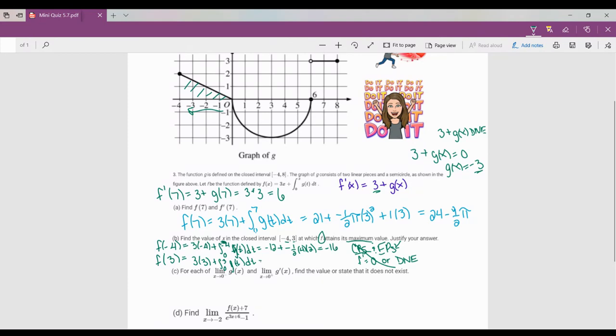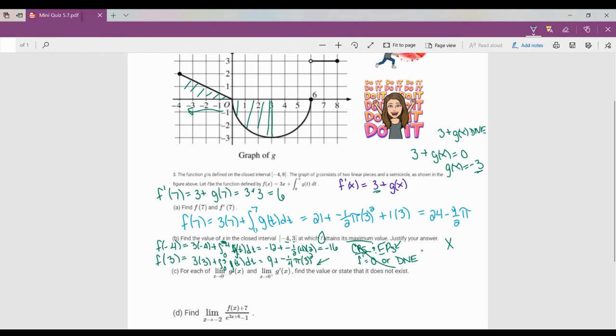And then 3 times 3 is 9 plus the area under the curve from 0 to 3. So that's 1/4, and it's below the x-axis, so -1/4 pi times 3 squared. Which one is bigger, -16 or 9 minus 9/4 pi? Well, this one is bigger.